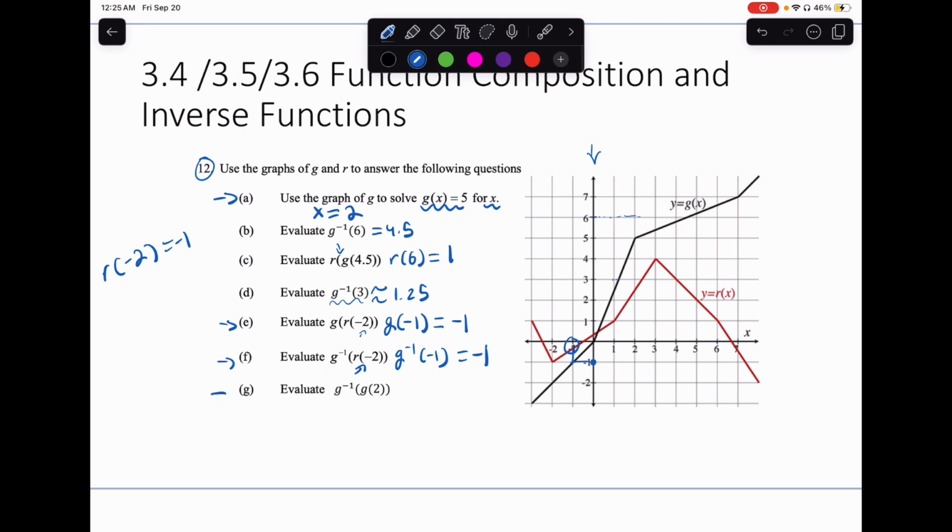All right, so now for the last one, we have g inverse of g of 2. So we look when x is 2, what is g of 2? That's going to be right here, right? G of 2 equals 5. So now we replace that with g inverse of 5 instead of g of 2. And now we want to look for when our output of g of x is 5. What is our input? Well, we already talked about that. That's just going to be 2.